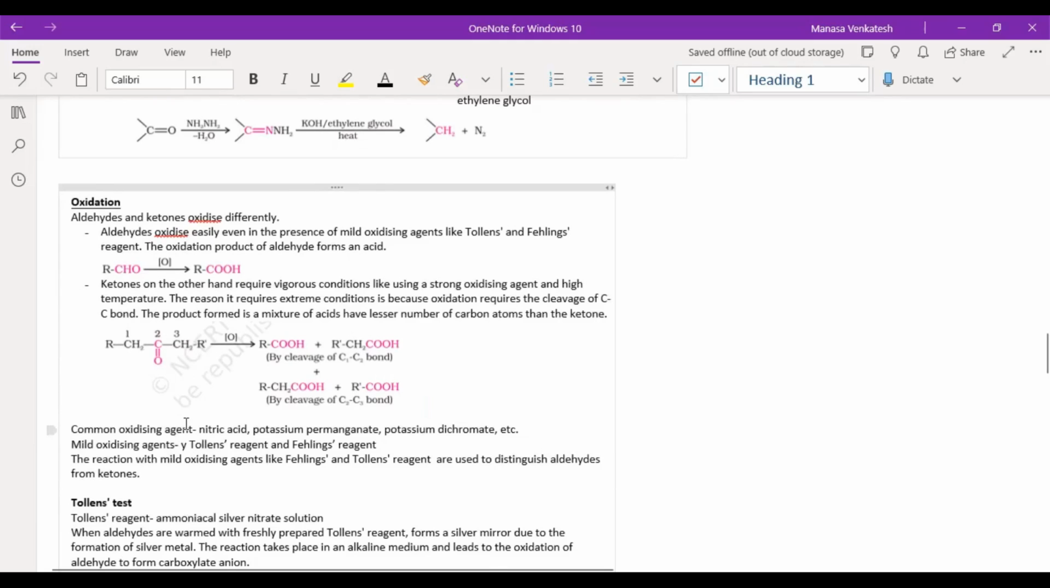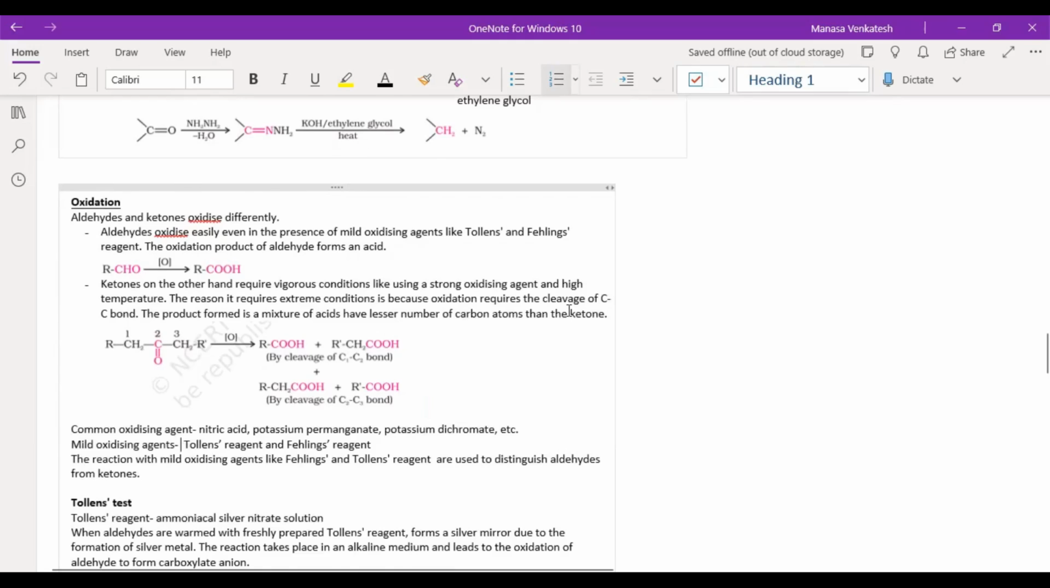Common oxidizing agents that can be used are nitric acid, potassium permanganate, potassium dichromate, etc. But the mild oxidizing agents are where you can actually see the difference between aldehydes and ketones. So Tollens' and Fehling's reagents, both of these are very useful for us to distinguish between aldehydes and ketones. As you would expect, aldehydes undergo reaction with Tollens' and Fehling's reagents, but ketones do not undergo the reaction because they require vigorous conditions.